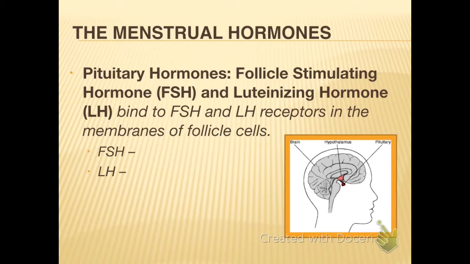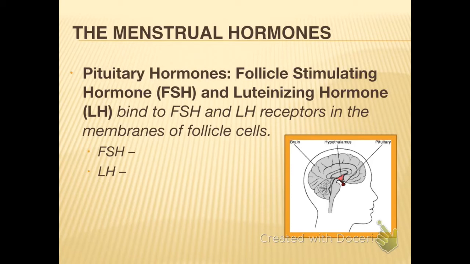The second hormone produced by the pituitary gland is called luteinizing hormone, and we'll abbreviate that LH. Luteinizing hormone stimulates the completion of meiosis by the egg. And remember, meiosis is a process that produces what's called a haploid cell. It has half of the normal number of chromosomes for a human cell, so that when it fuses with the sperm, the offspring will have a complete set of chromosomes.